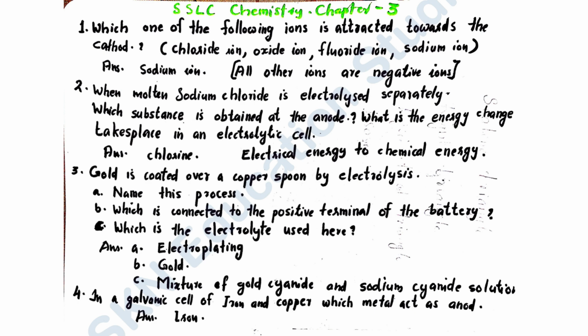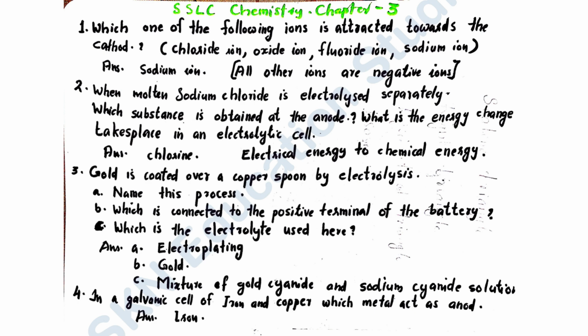Third question, gold is coated over a copper spoon by electrolysis. What is the name of this process? The process is electroplating. Which is connected to the positive terminal of the battery? Answer is gold. Which is the electrolyte used here? Answer is a mixture of gold cyanide and sodium cyanide solution.